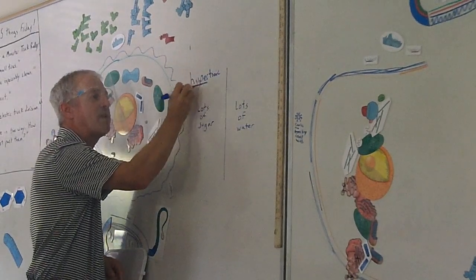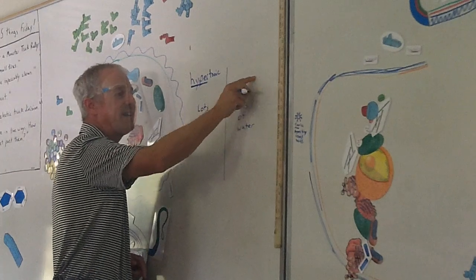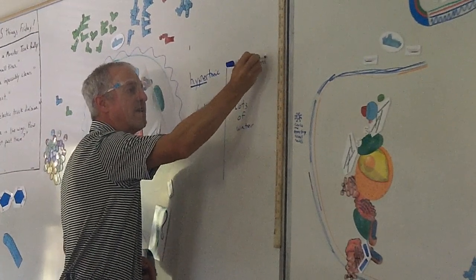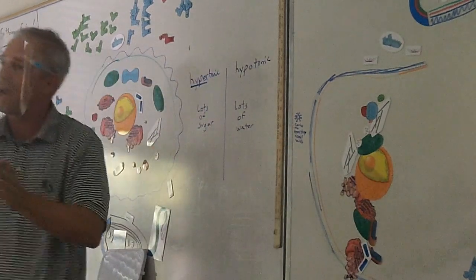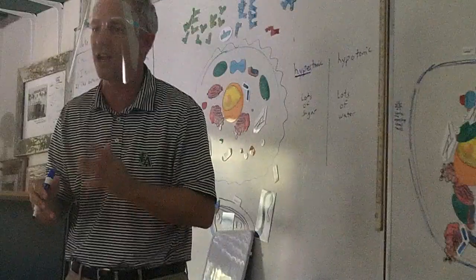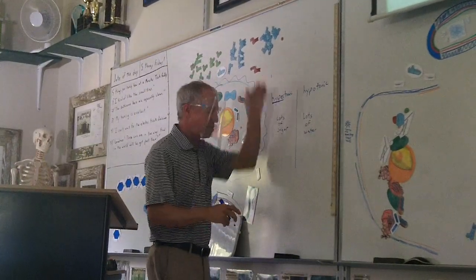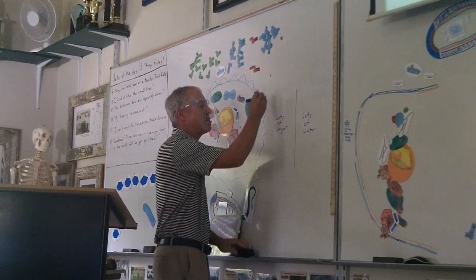The hyper side has more sugar in it. So what would we call this side? Hypotonic. The side with less sugar is hypotonic. These are words of comparison. They're always words of comparison. Hypertonic, hypotonic. What if they're the same on both sides? Do you remember what we call that? Isotonic. Then they're both isotonic.